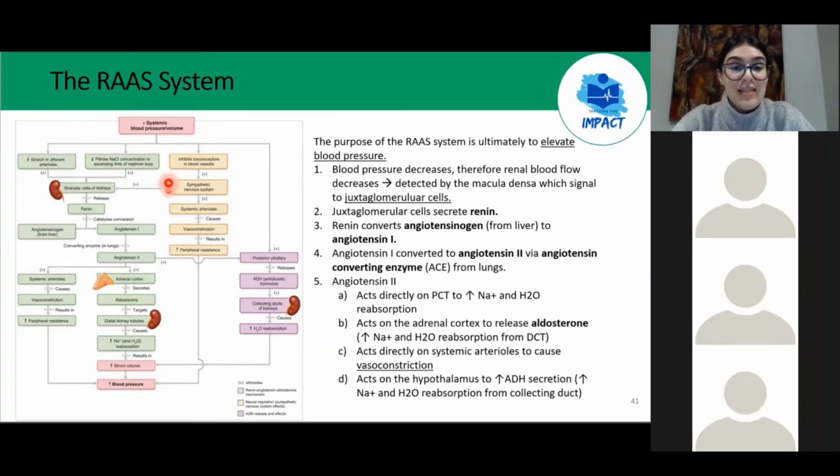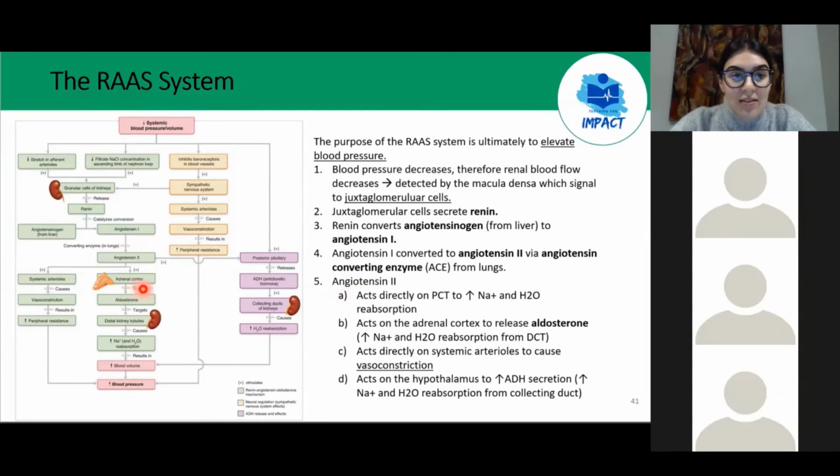So that's what happens. We're releasing renin. We talked about all that before, and now we're up to increasing renin. Renin is then a key modulator to convert angiotensinogen, which is released from the liver, into angiotensin 1. Angiotensin 1 is then converted into angiotensin 2 via an enzyme called the ACE enzyme. And then angiotensin 2 goes on and does a couple of things.